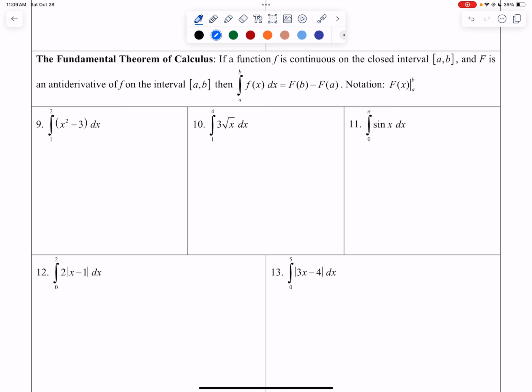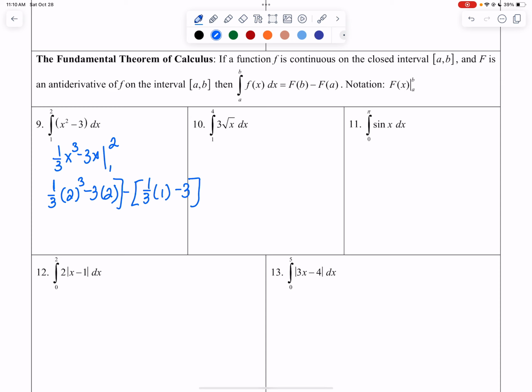So looking at number 9, we have the integral from 1 to 2 of x squared minus 3. I'm going to take the antiderivative of x squared minus 3. That's going to be 1/3 x cubed minus 3x. And then we have my limits of integration being 1 to 2. I'm going to evaluate at my upper limit of 2 first, since that's my b value. And then I'm going to evaluate my lower limit, which is my a value.